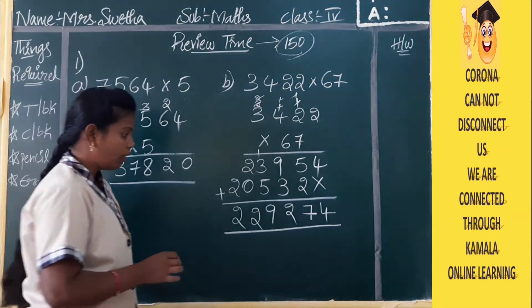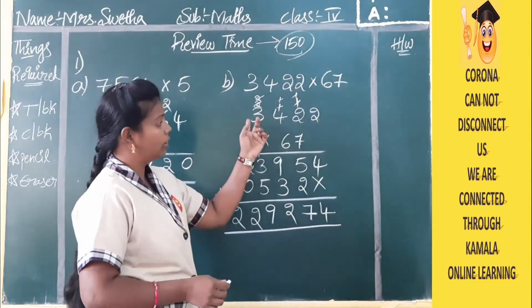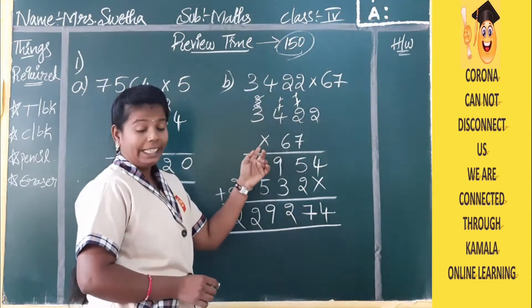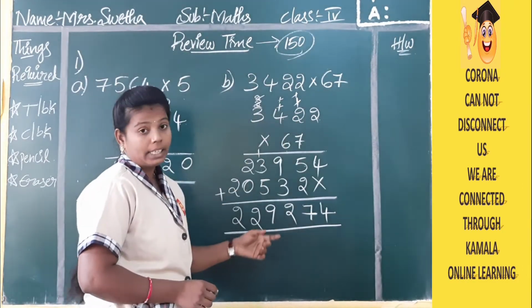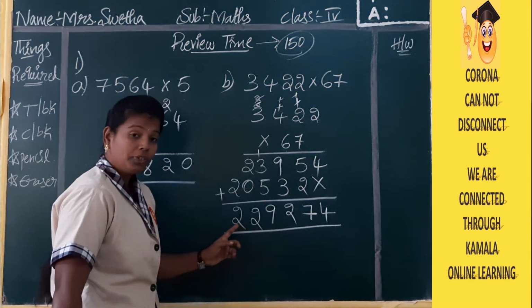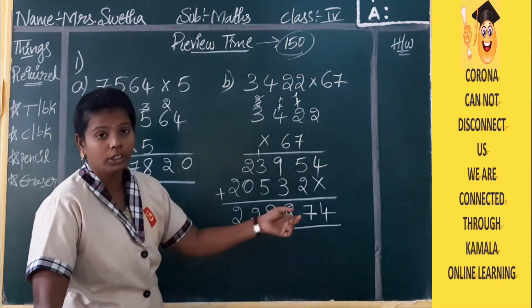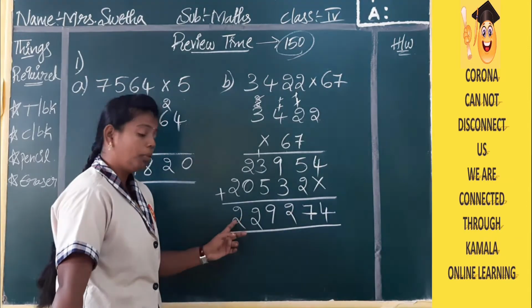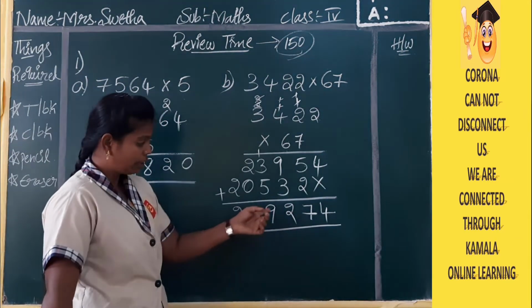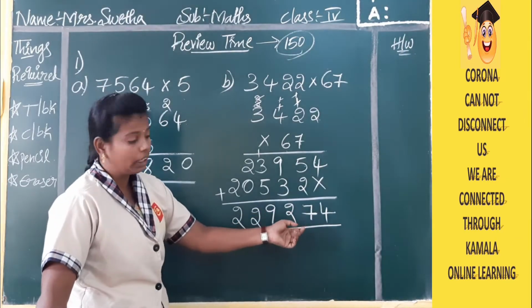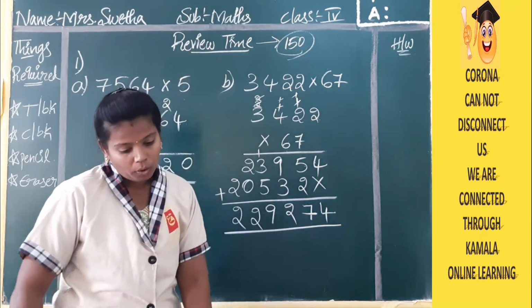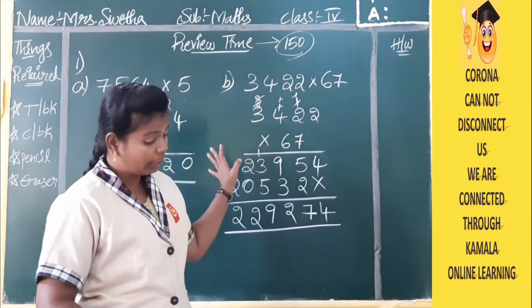Okay. So here how much you got? 3422 is multiplied with 67. So how much you will get? 2,29,274. How much you got here? 2,29,274. Okay. So by this we have completed our first bit.